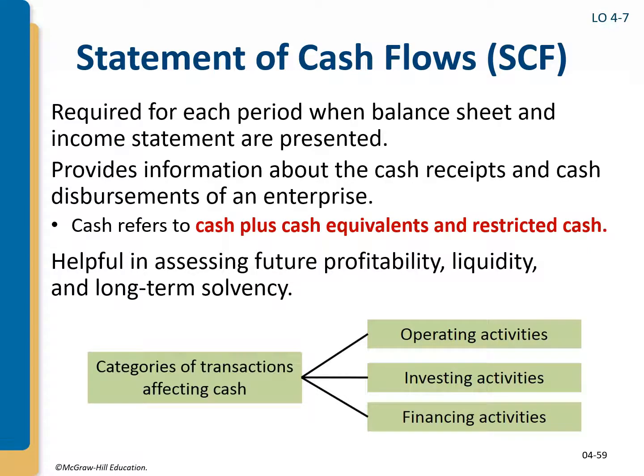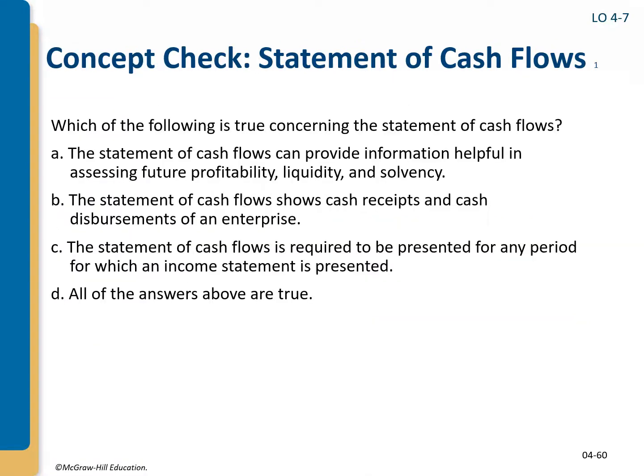Remember, we categorize the way we spend our cash and bring it in according to operating activities, investing activities, and financing activities. So a quick check here. I think it would be D. All of these things are true.